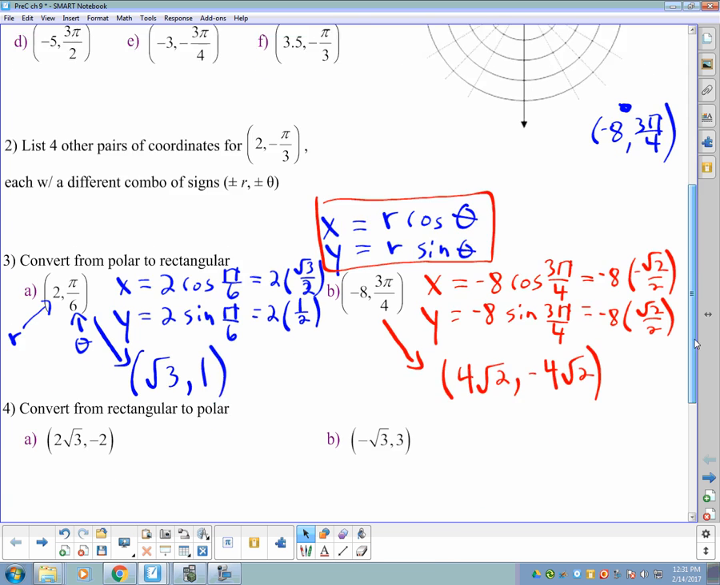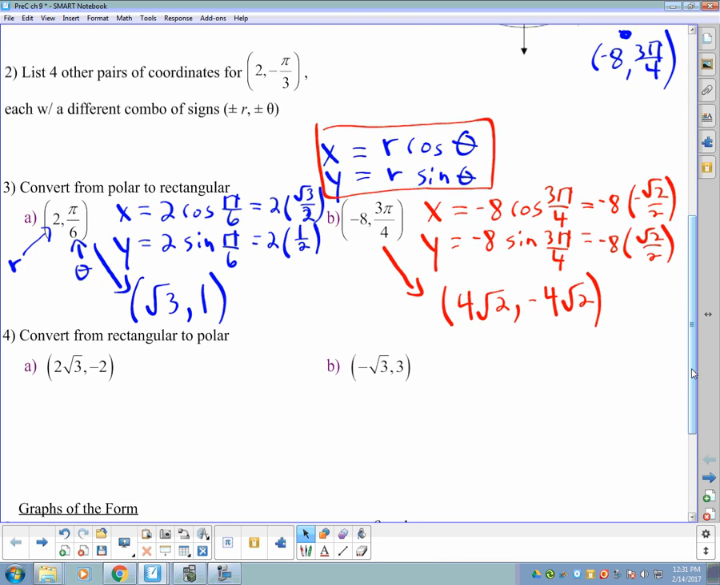As we oftentimes do in math, we've got to go in the reverse direction. So I'd like you to write down the following two relationships here. r squared equals x squared plus y squared. We're going to use that to solve for r.